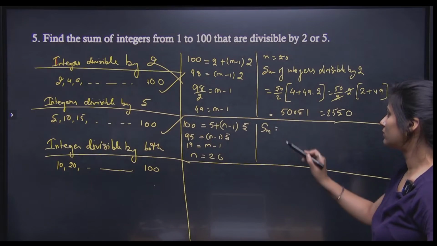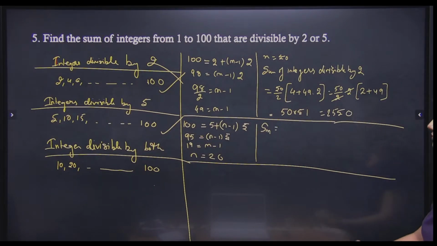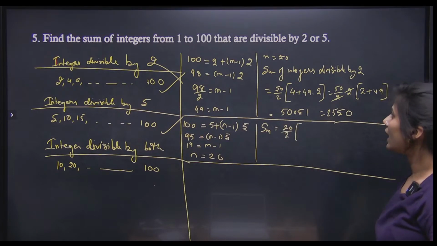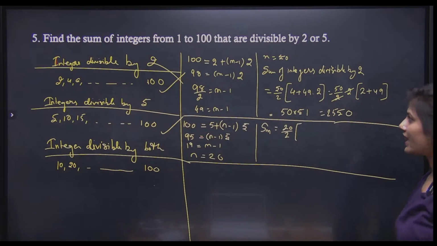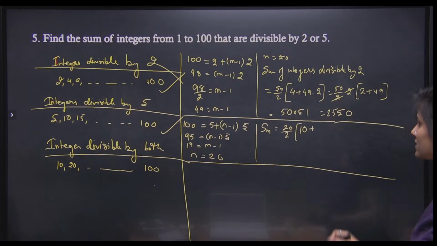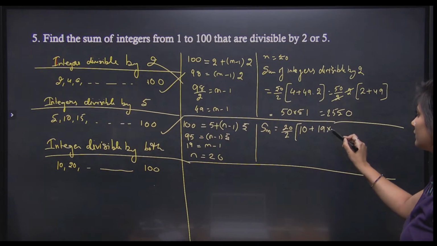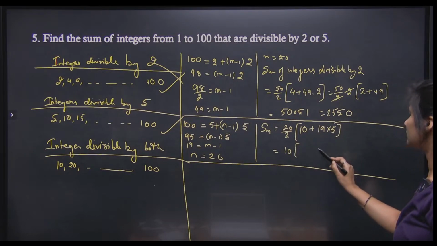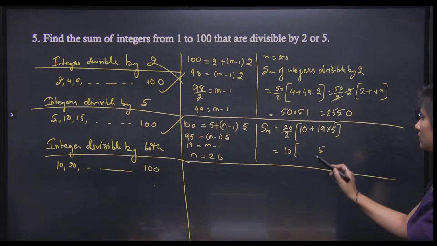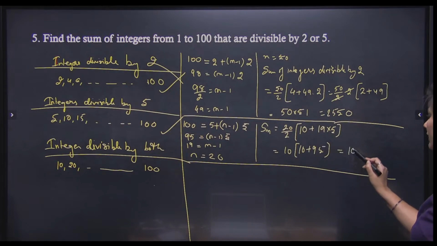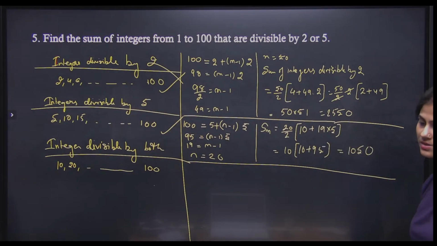Sn is equal to, you can write sum of integers divisible by 5, n by 2, then we have 2a, 2 into 5 plus n minus 1, that is 19, and d. So we have 10, 95 plus 10. So it is 105 into 10. So it is 1050. Okay. So this is the second part.